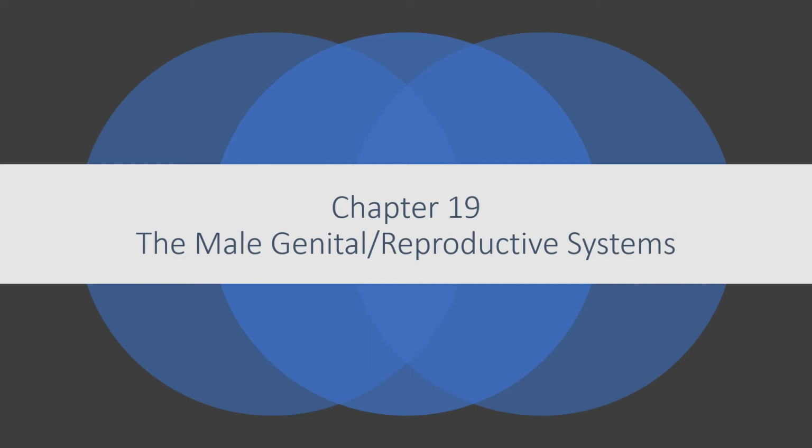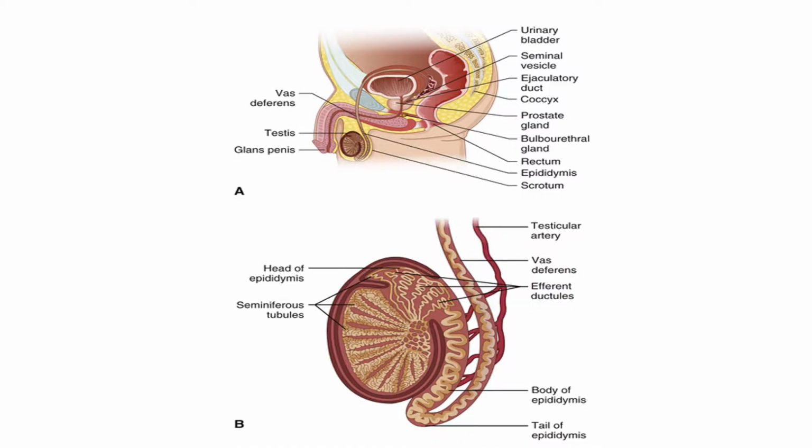Today we are going to cover Chapter 19, which encompasses the male genital and reproductive systems. Throughout this talk, we're going to discuss many of the different types of pathologies that we see in the male reproductive system, but first let's start with some general anatomy.